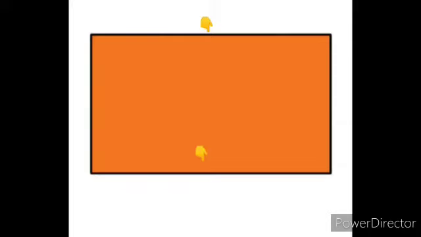In rectangle shape, opposite sides are equal. Rectangle shape में opposite sides यानी ऊपर वाली साइड और नीचे वाली साइड इक्वल होती हैं. Like these sides are of equal length. Rectangle shape में ये दोनों साइड इक्वल होती हैं.